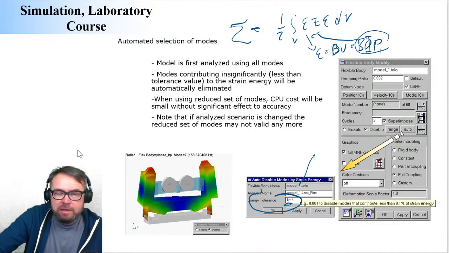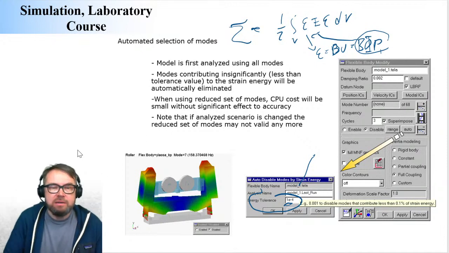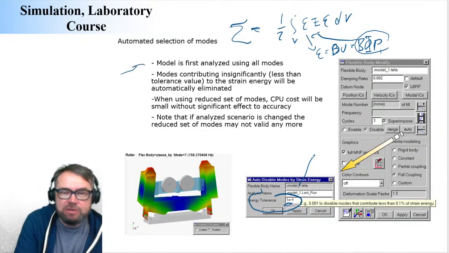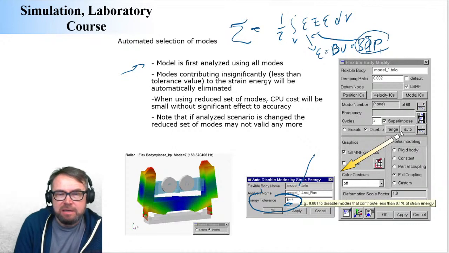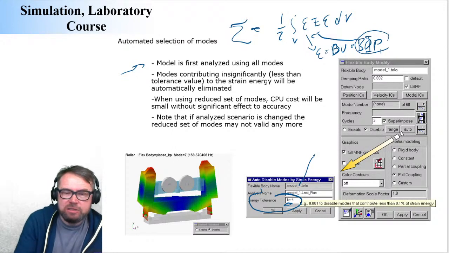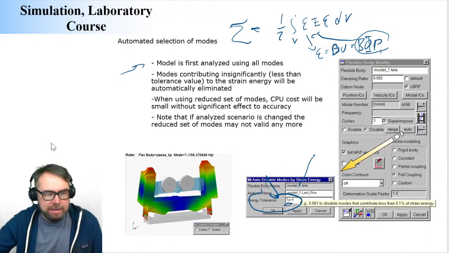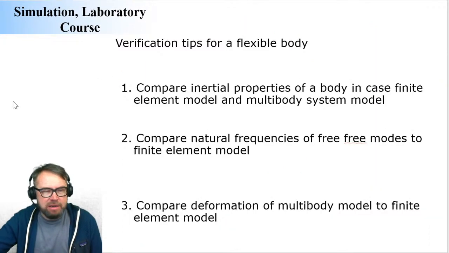Okay. All right. So here is the same thing that I just explained to you. The model is first analyzing using all modes, and then the modes that are contributing insignificantly, less than the tolerance value, this is a tolerance value again, are automatically eliminated. And then you can use a reduced set of modes. So that's how it goes. Okay, so then a little bit of hints.